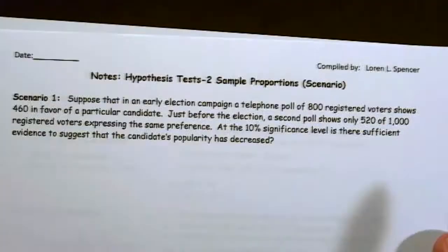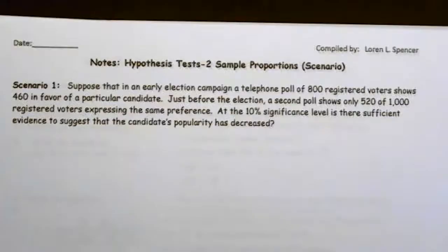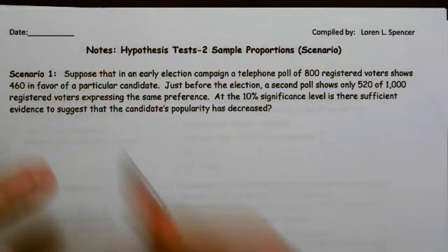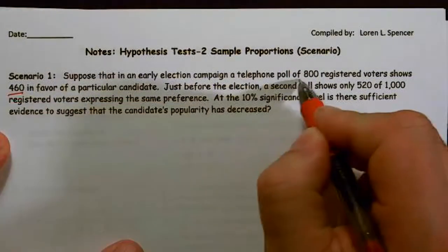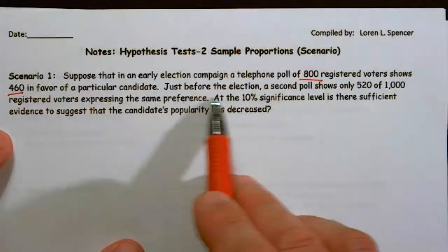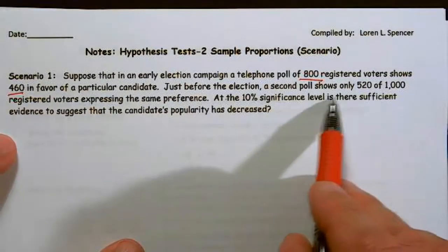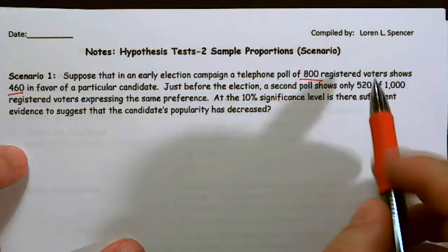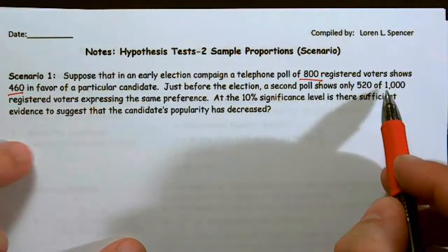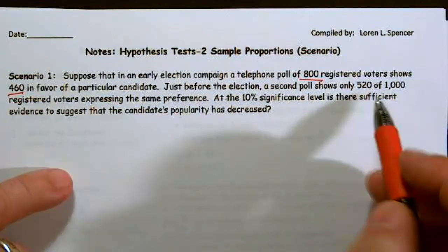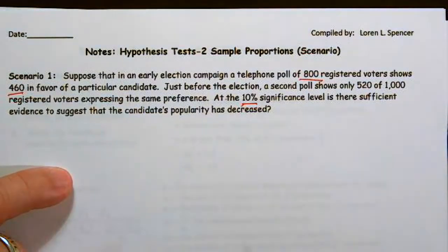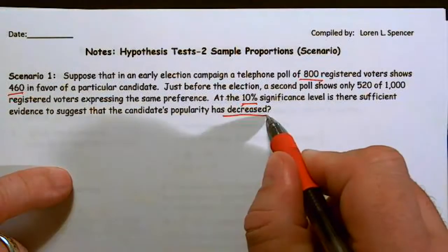So scenario 1: suppose that an early election campaign telephone poll of 800 registered voters shows 460 in favor of a particular candidate. Just before the election, a second poll shows only 520 of 1,000 registered voters expressing the same preference. At the 10% significance level, is there sufficient evidence to say that the popularity has decreased?